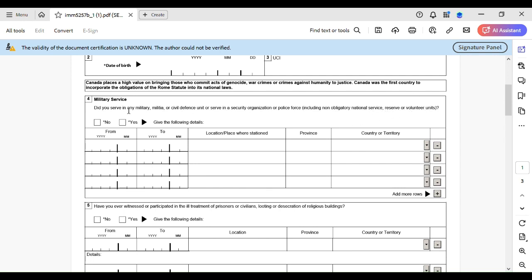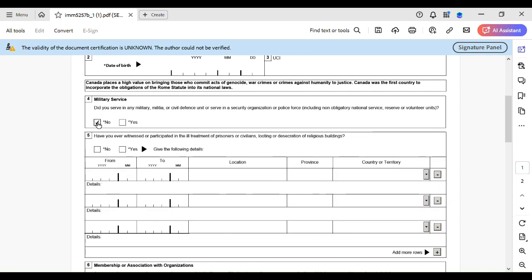So I believe almost everybody doesn't belong to military, militia, or civil defense, but few people do belong to this category. So they need to fill out yes, otherwise in general case no. For you maybe it will be no. So if you fill out no, then the next section will start.